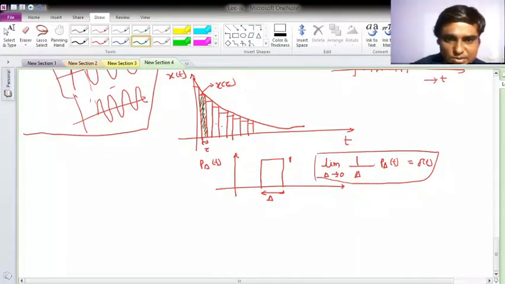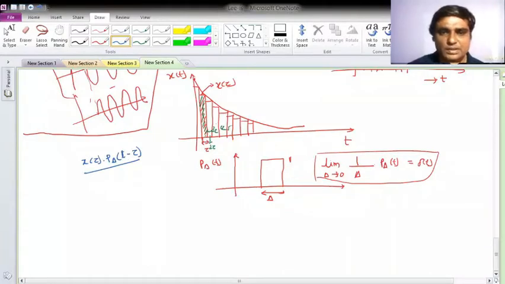This is t, then the same width will be shifted, so it will be 2 tau, this will be 3 tau, 4 tau, 5 tau, like this. Okay, so this I can write as x of tau. X of tau will be the magnitude at that duration, that is tau duration, into the box function, and again it has been shifted by an amount of tau. That way we can approximate the signal using this box, then shifted amount, right?